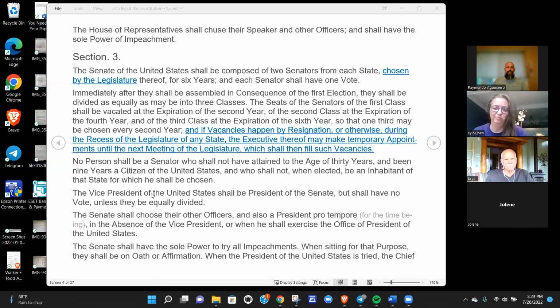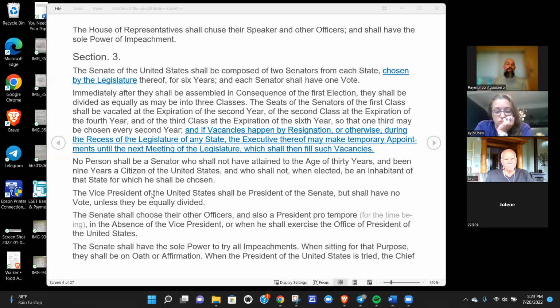There is a body of the Senate, and the vice president acts as president. I mean, what the heck does that mean? But he doesn't get to vote unless there's a tie. So the Senate shall choose their other officers and also a president pro tempore, which is for the time being, in the absence of the vice president, or when he shall exercise the office of president of the United States.